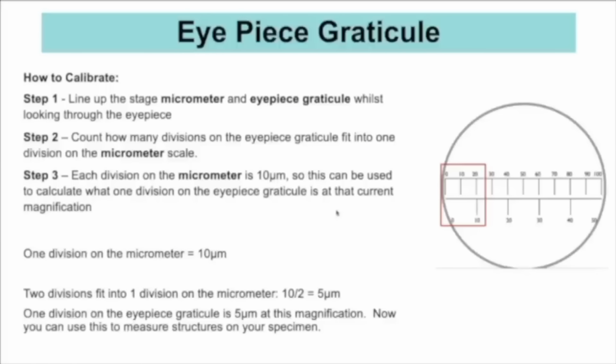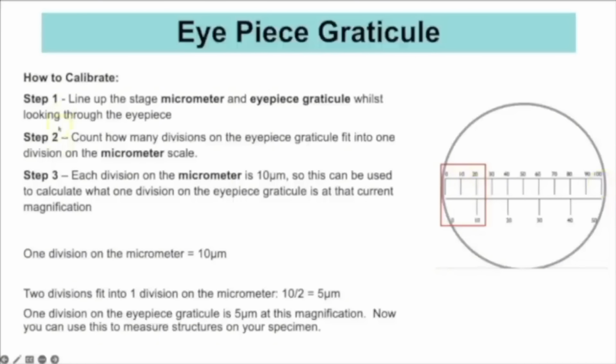And this is a glass slide which essentially has a ruler on it. And you would place that on the stage of your microscope, look through your eyepiece, and then move your stage micrometer so that it is aligned right next to your eyepiece graticule. So on this image, the circle's representing your field of view when you're looking down the microscope. The bottom scale is the scale on your stage micrometer, and that has been aligned against the eyepiece graticule, which is already within the eyepiece of the microscope.